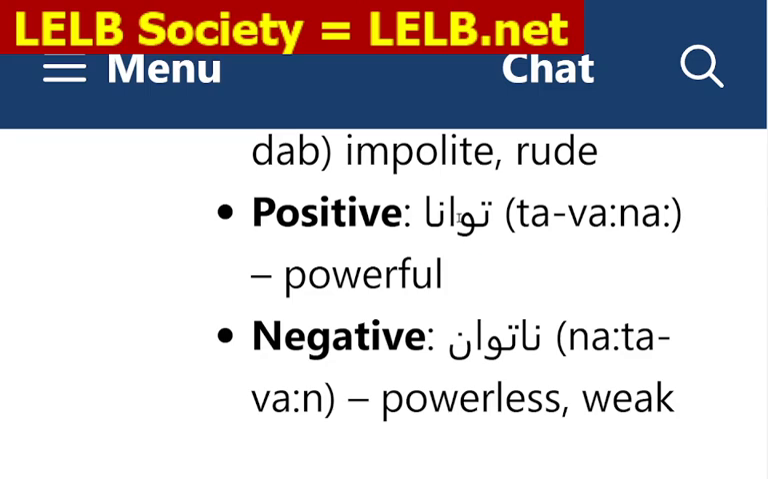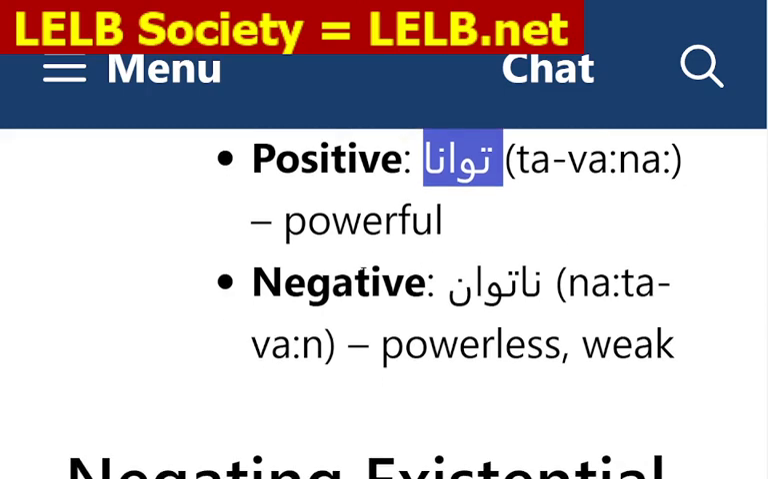Positive: توانا. توانا means powerful. It comes from the verb توانستن. It means to be able to, or the modal auxiliary in English, can, C-A-N. And the opposite is ناتوان. Again, we cannot say بیتوان. You should always say ناتوان. It means powerless or weak.